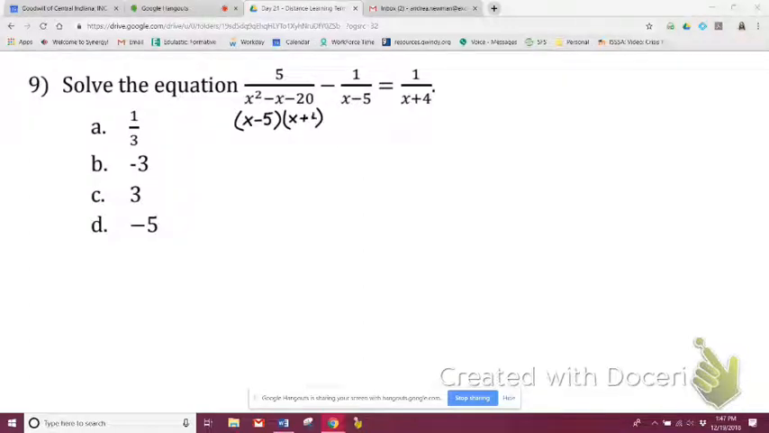5 and 4. That doesn't give you 1. The multiplies to give you negative 20, but it doesn't give you 1. So negative 5 and positive 4 multiply to give me negative 20. When I add those two numbers together, I get negative 1. So that, since the x minus 5 is the denominator of the second term, x plus 4 is the denominator of that right side, that would be what our least common denominator is. So we want to take and multiply every single term by our least common denominator. So I'm going to take every term, multiply it by x minus 5, x plus 4.